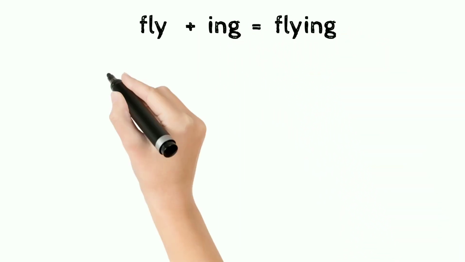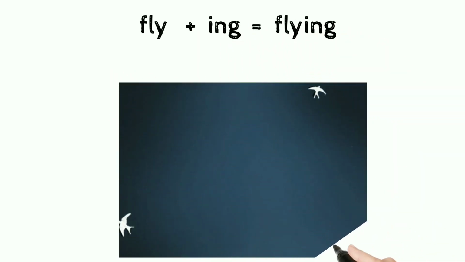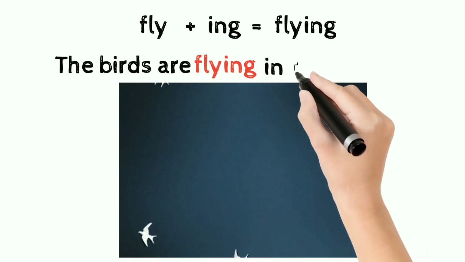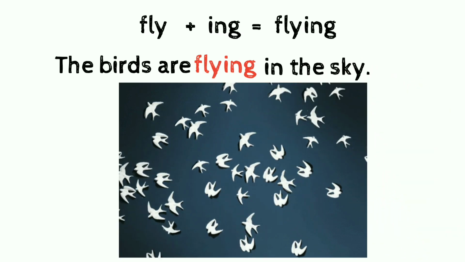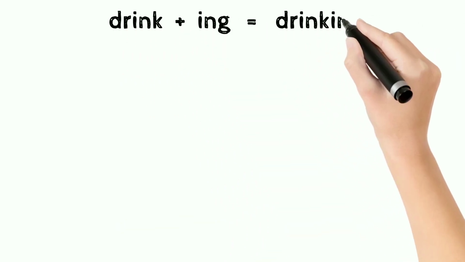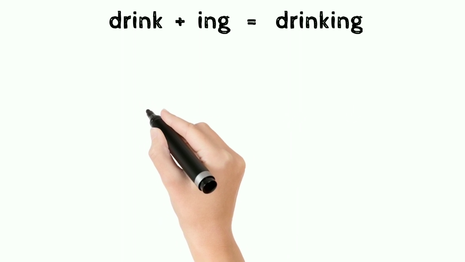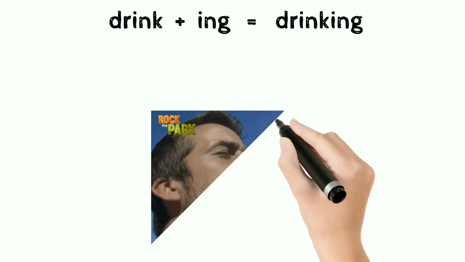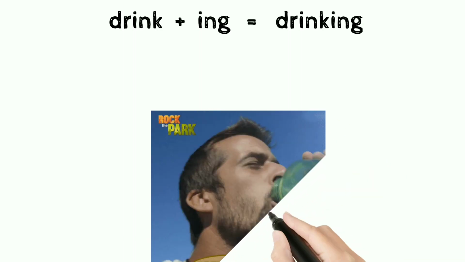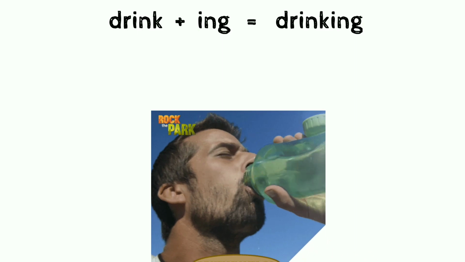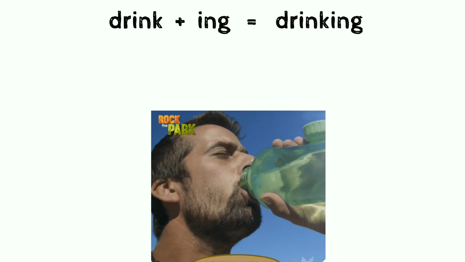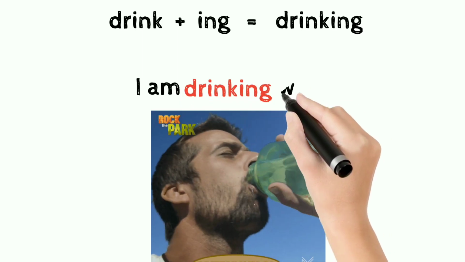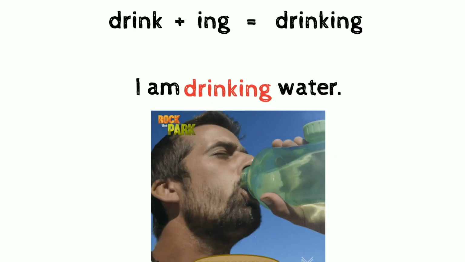फ्लाई. FLY, fly plus ing, flying. The birds are flying. ओके. इसमें आसमान में चिड़िया उड़ रही हैं. Drink plus ing, drinking. I am drinking water. ठीक है. I am drinking water मतलब इसमें मैं पानी पी रहा हूँ. जो क्रिया अभी इस समय चल रही हो. I am drinking water. Okay.